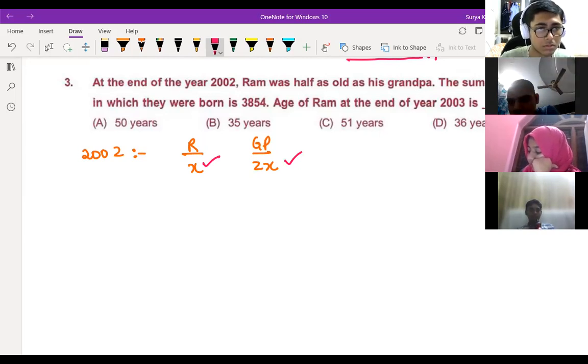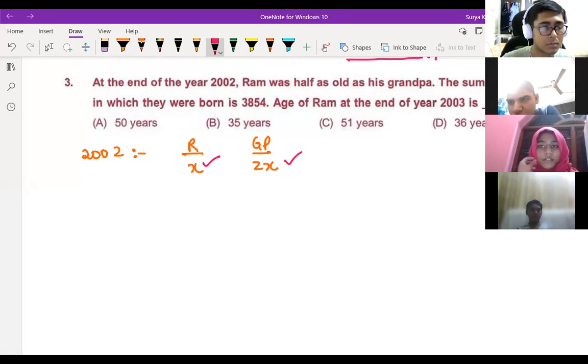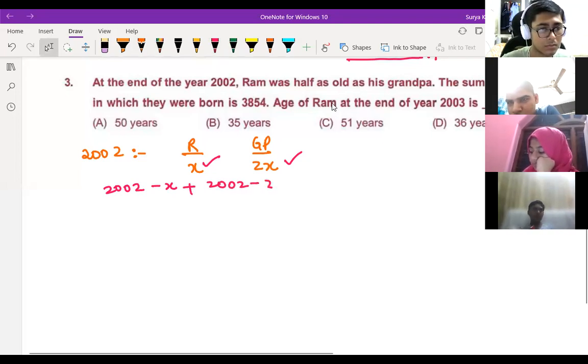So what should you do for this? Sir, for the sum of the years we have to first do 2002 minus X, then 2002 minus 2X equal to 3854. 2002 minus X plus 2002 minus 2X is equal to 3854.